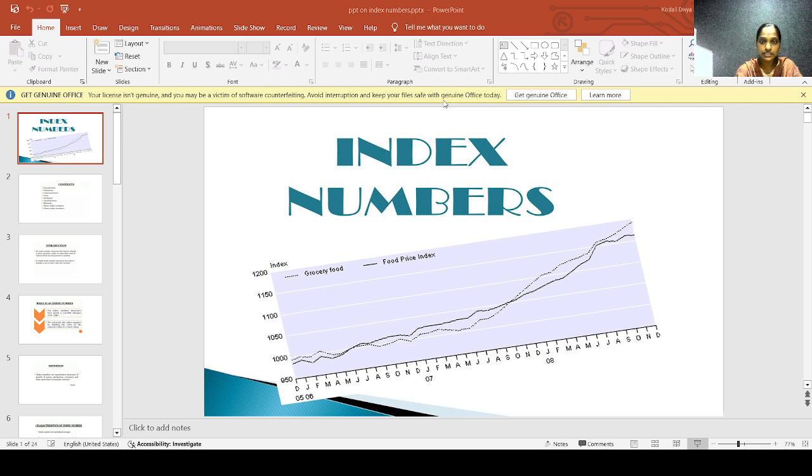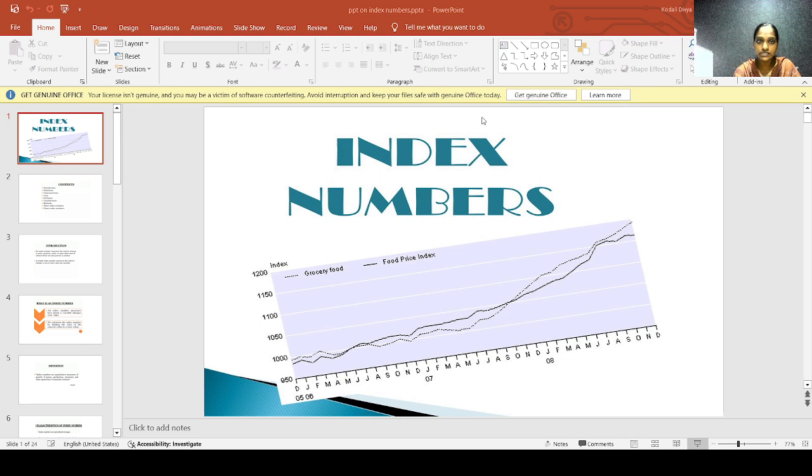We have seen in the previous slide, in unweighted index numbers, I'll show you once again. In index numbers, there are two types: unweighted index numbers and weighted index numbers. In unweighted index numbers, there are the simple aggregate and the simple average of price relatives. These are the two types seen in this slide. This is the simple aggregate method, and we have discussed a problem also. This one is the simple average of price relatives.